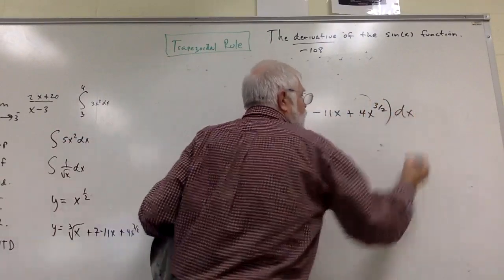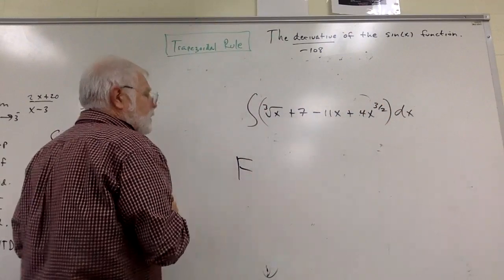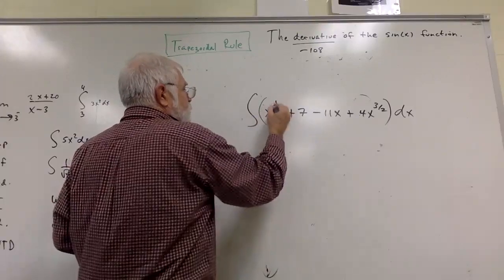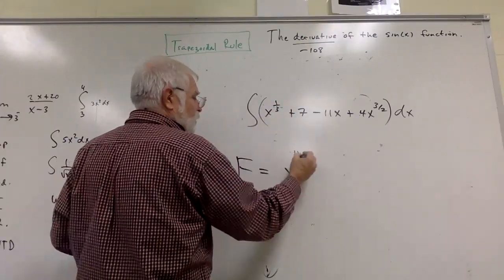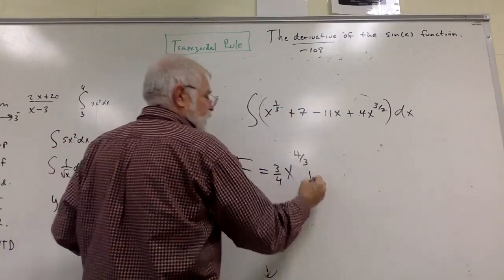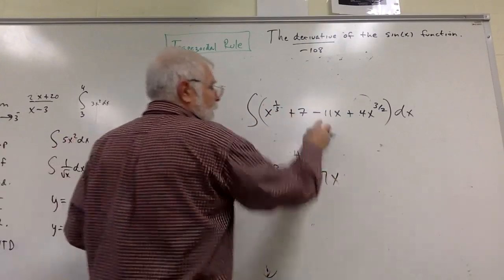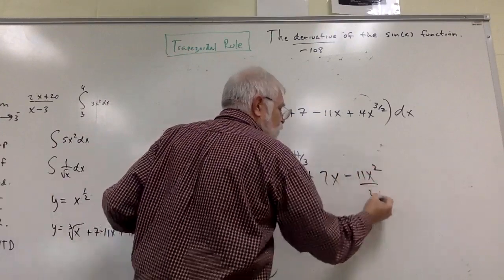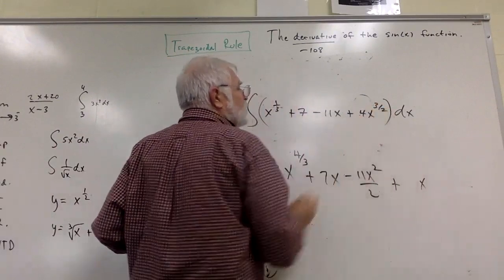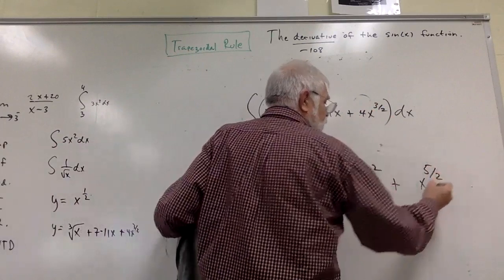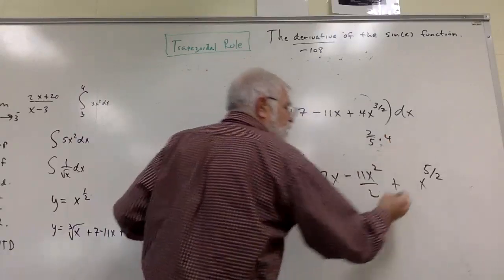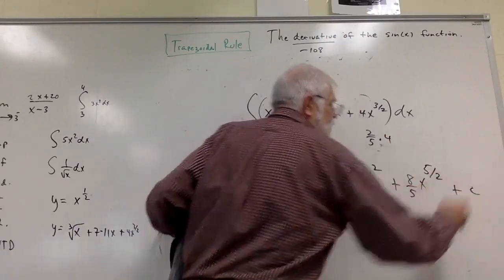A little bit of thumb to finger change. Hard to draw the geometry of that shape. Changing cube root of x to x to the 1/3. All right, so I'm going to add 1 to that, which makes it 4/3. And I'm going to divide by 4/3, which makes it 3/4. 7 came from the linear function 7x. Minus 11x becomes minus 11x squared over 2. That becomes x to the 3/2 plus 2/2, 5/2. Dividing by 5/2 is multiplying by 2/5. And 2/5 times the 4 that's already there, 8/5 plus c, because it's an indefinite integral.